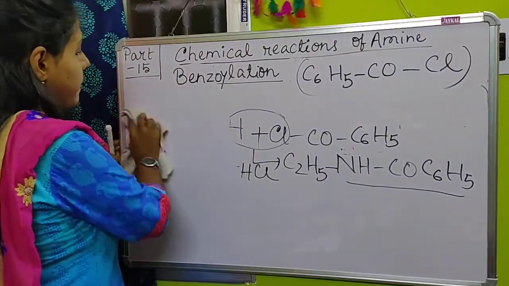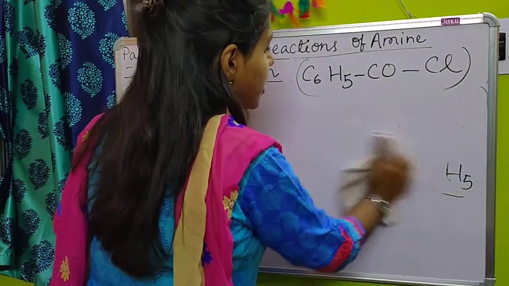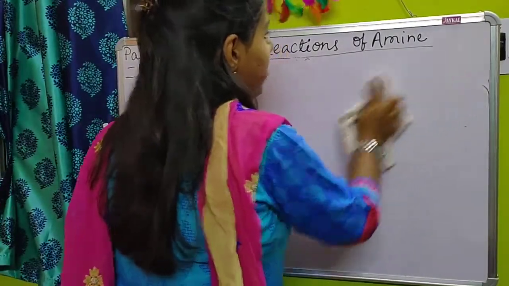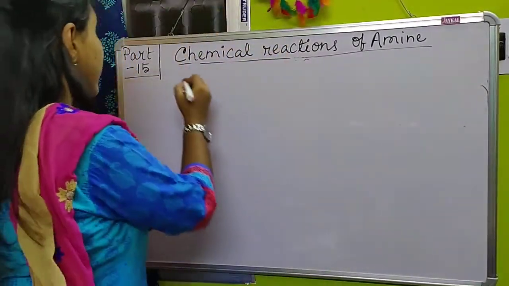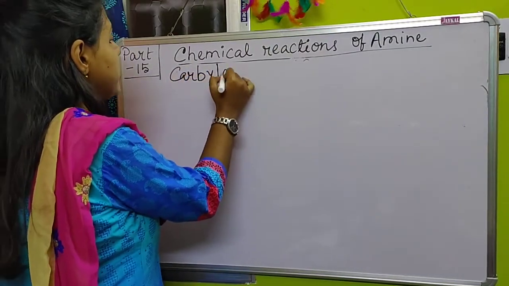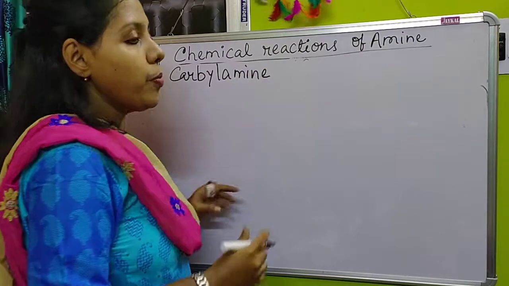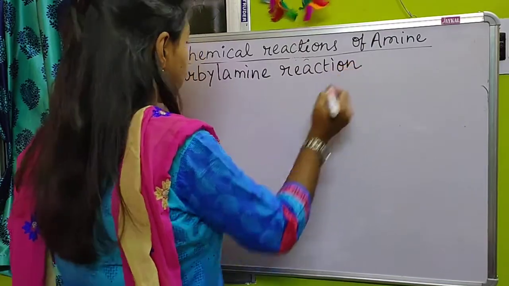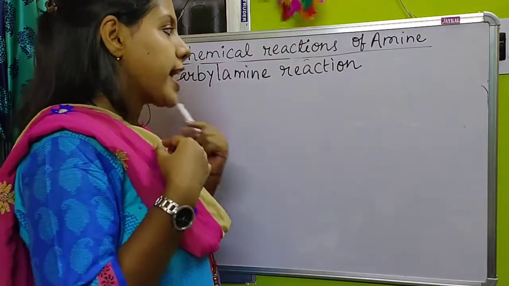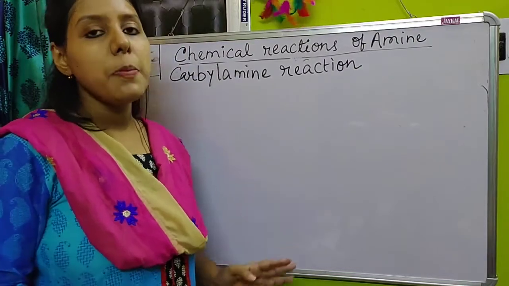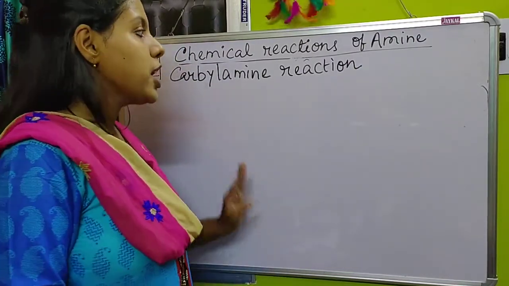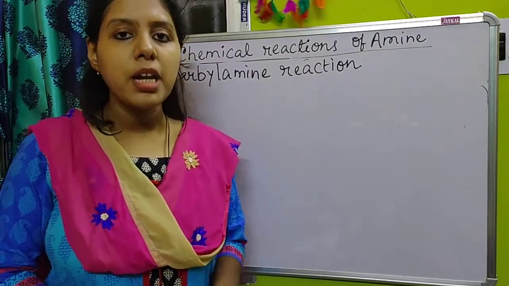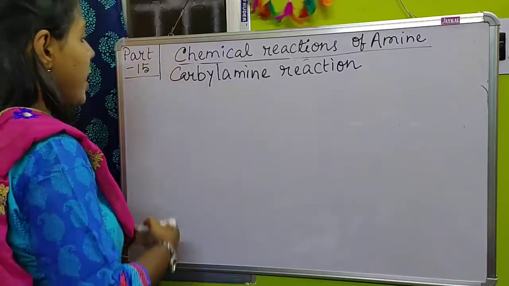Next type of reaction is the carbylamine reaction. This example I have already discussed earlier when I taught you isocyanate. The carbylamine reaction is only seen in the case of primary amines and not by secondary or tertiary amines. Whether it is aromatic or aliphatic, if it is a primary amine, then it will show the carbylamine reaction. So what will happen here?